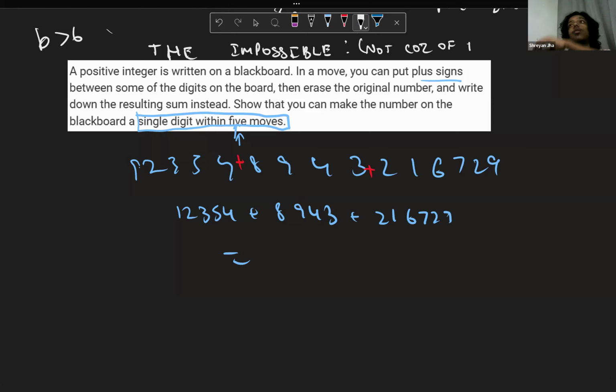Like, we should see what numbers go to single digit in one move, and what numbers go to those numbers in one move, and what numbers go to those numbers in one move. How many plus signs can you put? You can put as many plus signs as you want.